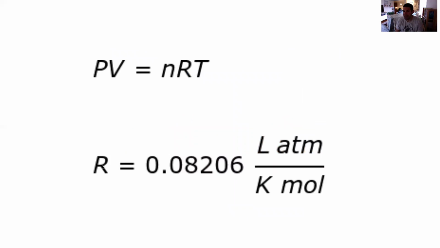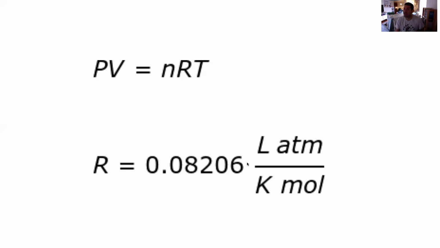That R, that gas constant, it is 0.08206. All right, and R has units. It's liters times atmospheres divided by Kelvin times moles. And the reason it has these units is to get both sides of the equation to have the same units in the end. If you think about it, pressure times volume, those units are liters times atmospheres, which does not equal the units of mole times Kelvin.